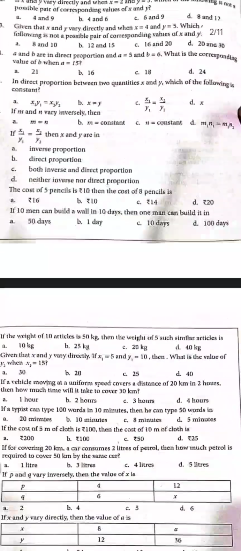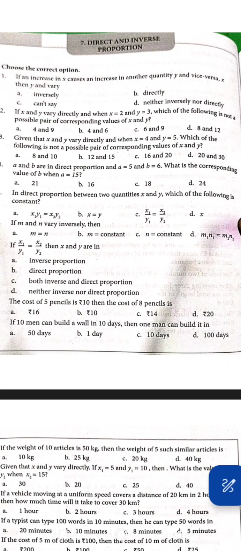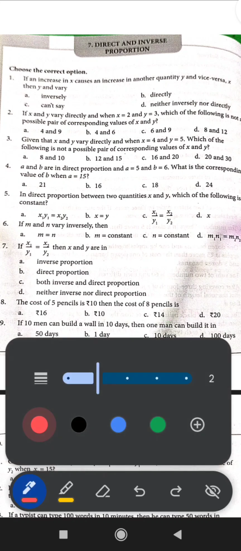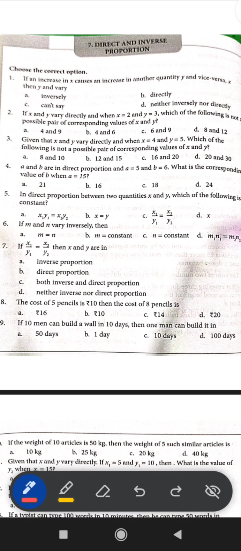In today's video, we are going to solve 95 questions from direct and inverse proportion from class 8. In this chapter, you should know some concepts. What is direct proportion? When one quantity is increasing with the increasing of the other quantity, that is called direct proportion. And when one quantity is increasing with the decreasing of the other quantity, that is called inverse proportion.